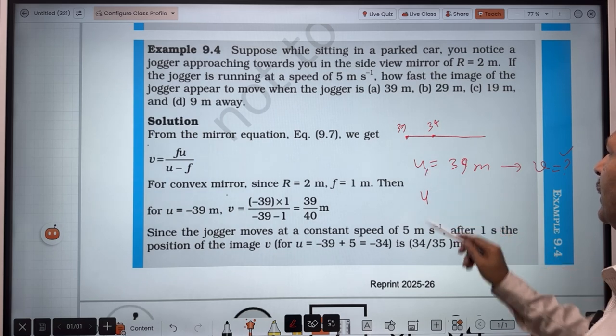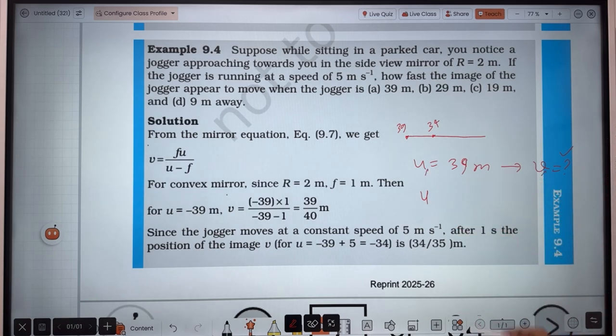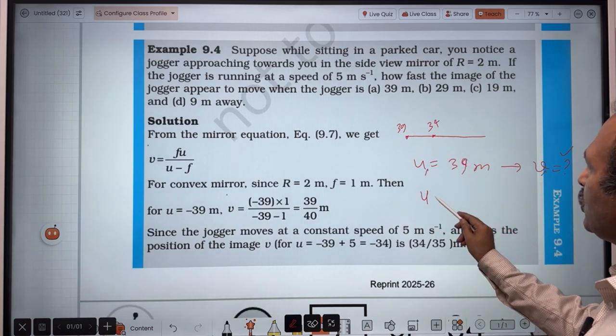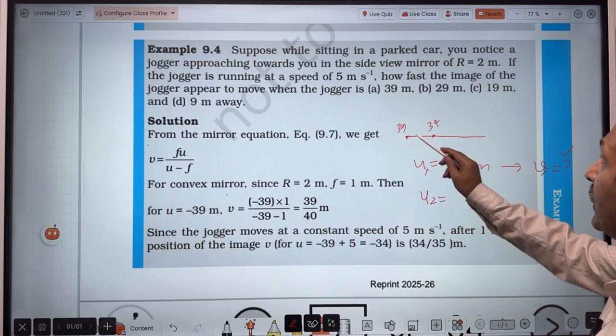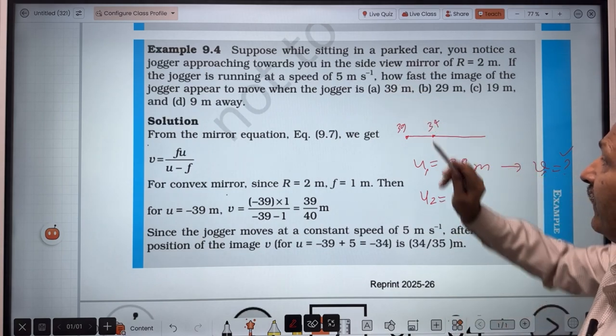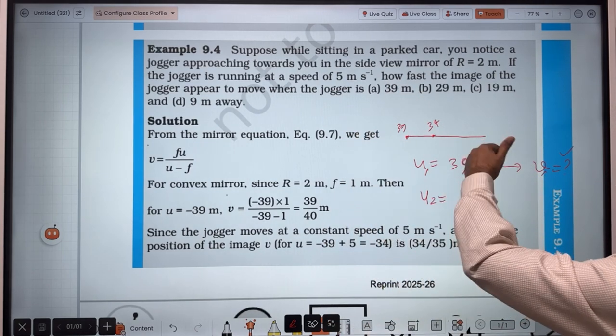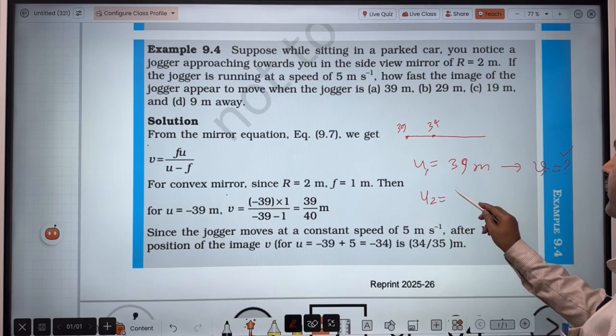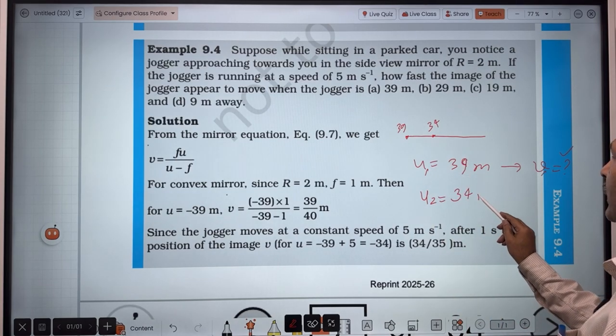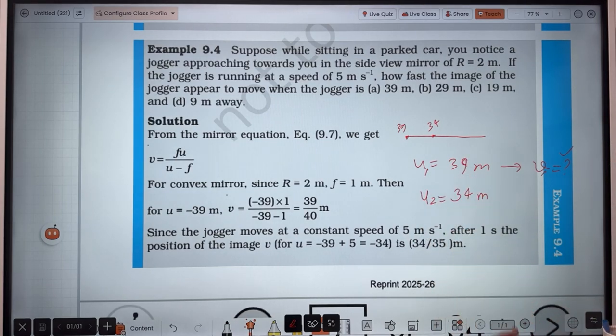Next time you have to take, suppose we write here U1, corresponding value V1. Next time you have to write U2, right? Then you have to reduce this distance by 5 meter because the object has covered 5 meter. So this will become 34 meter, although you will keep U negative, that you know. Corresponding to this, you have to find out the value of V, that is say V2. Now, here our concern is to find the speed of the image.